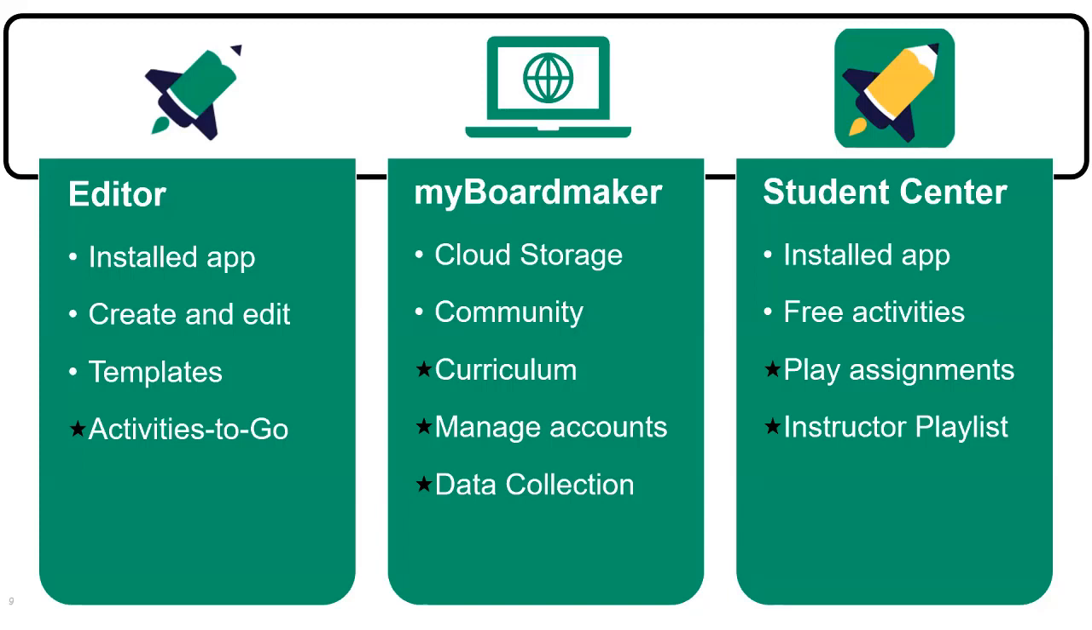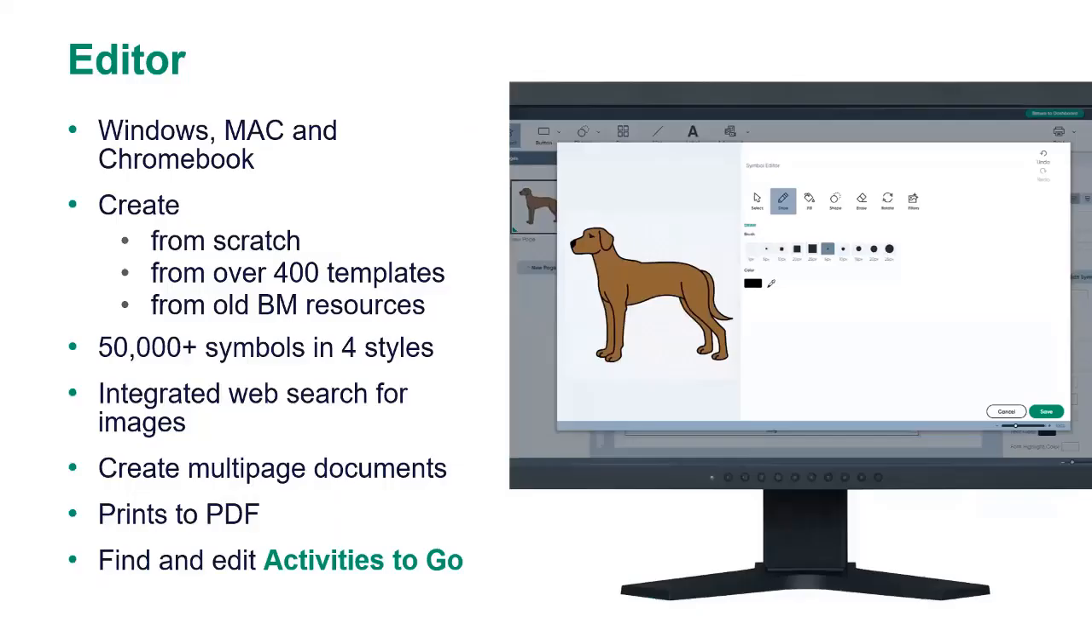So hopefully this will just give you an introduction as to what Boardmaker 7 is. So I'm just going to go through here. So first of all, looking at the Boardmaker 7 editor. At the moment, it is compatible with Windows, Mac and Chromebooks. With this, we can create activities in a number of different ways. So we can either create them from scratch from a blank activity, or we can use a template, and we've got over 400 different templates available. I'll give you a bit of an insight to those today.